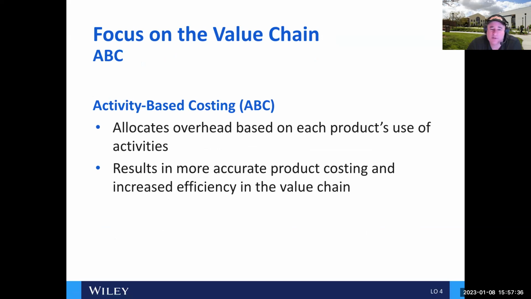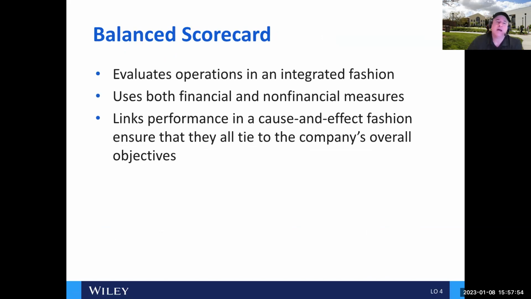Activity-based costing, we'll be talking about this in chapter 17. It's basically a way of going through and allocating. It's a way of specifically allocating your overhead based on the product's use of the overhead activities. And that's going to be in chapter, I think it's chapter 17.